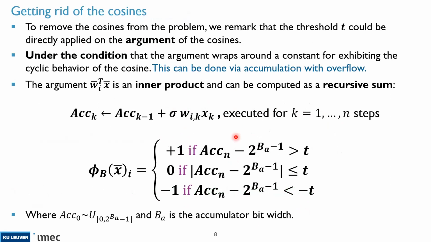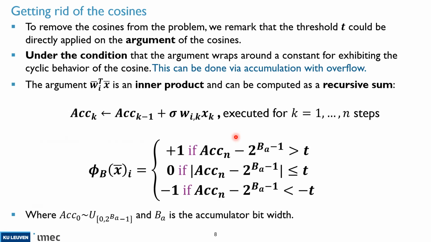So how do we get rid of that cosine? Well, we remark that, in fact, we could apply this threshold of the previous slide on the arguments of the cosine, given the condition that this argument wraps around a certain constant, meaning that it exhibits the cyclic behavior that the cosine would exhibit. Of course, the threshold per se will not be the same, but qualitatively, the effect would be the same if you applied it to the argument of that cosine, given that this argument would wrap around a certain constant to have that cyclic behavior.